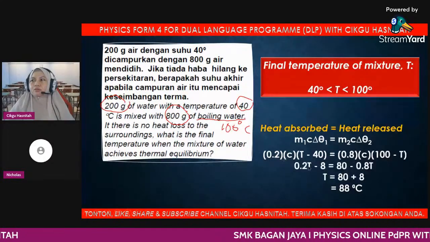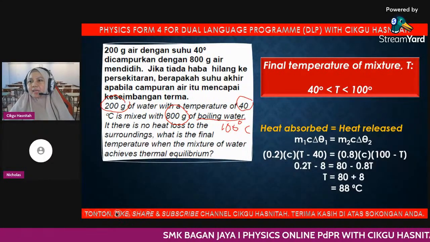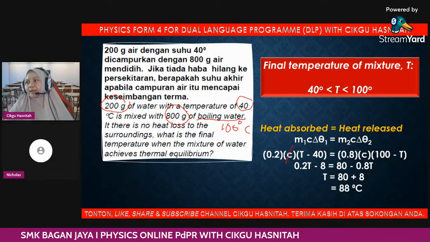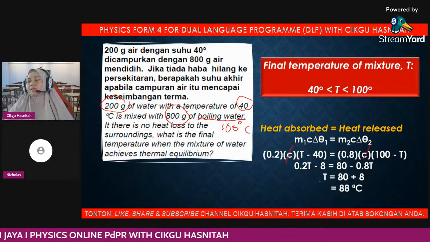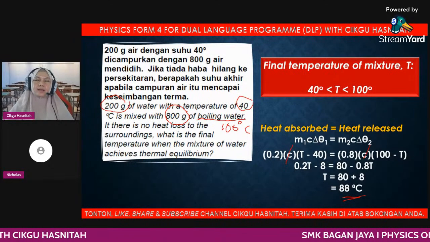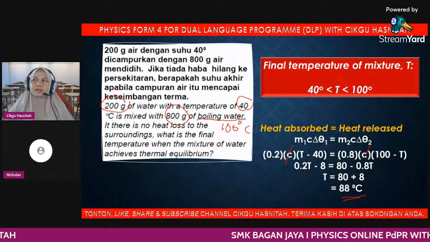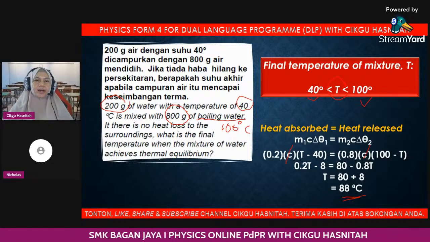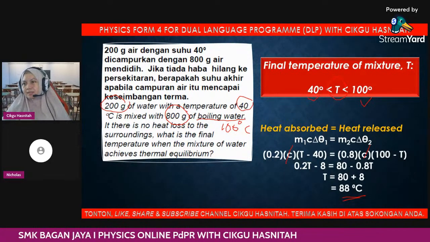Okay, so when you solve, we cancel off C, as I said, because C is the same. So you can cancel it off. So finally, you will end up with 88 degrees Celsius. So see, 88 degrees Celsius is between 40 and 100 degrees Celsius.